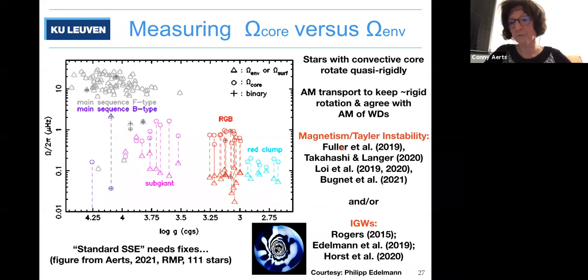Here Jim Fuller wrote a beautiful paper on Taylor instability due to a magnetic field that could be hidden inside the core. It's a convective core that rotates fast, so you expect there to be magnetism. And then you can also explain by magnetic diffusion, you could say, that the angular momentum is evacuated from the core to the outer layers, right?